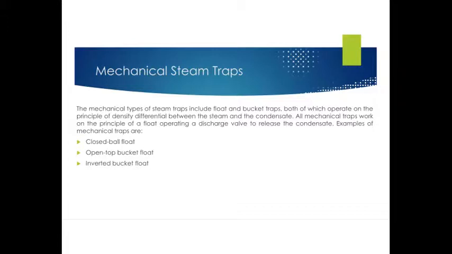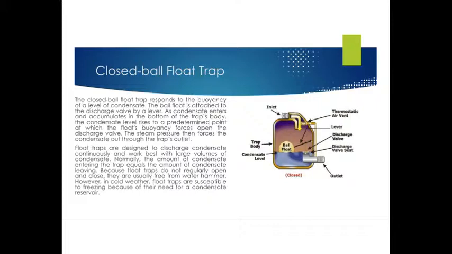The examples of mechanical traps are closed ball float, open top bucket float, inverted bucket float. Closed ball float steam trap. The closed ball float trap responds to the buoyancy of a level of condensate. The ball float is attached to the discharge valve by a lever. As condensate enters and accumulates in the bottom of the trap's body, the condensate level rises to a predetermined point at which the float's buoyancy forces open the discharge valve. The steam pressure then forces the condensate out through the trap's outlet.